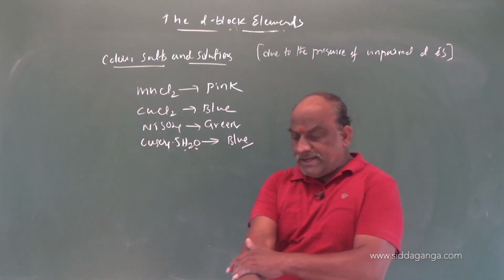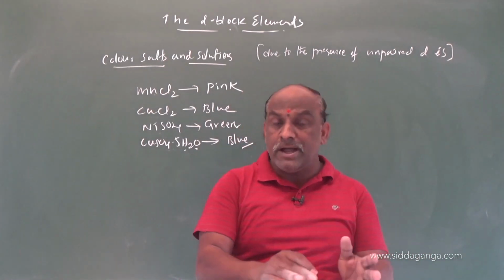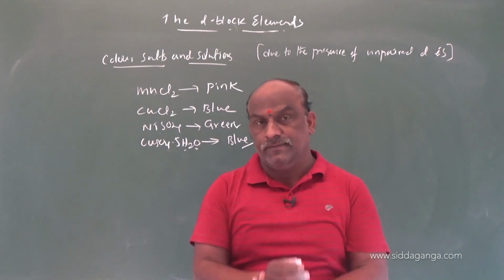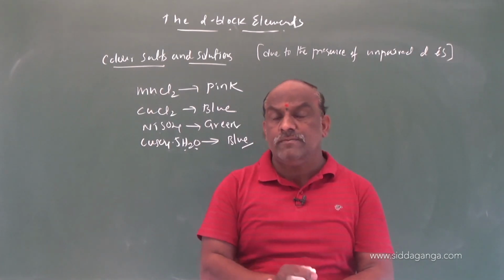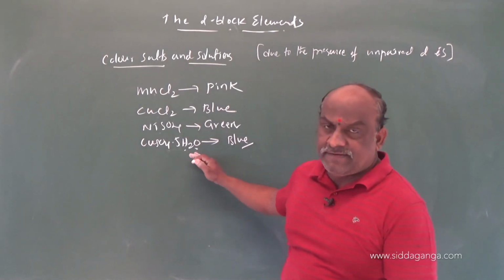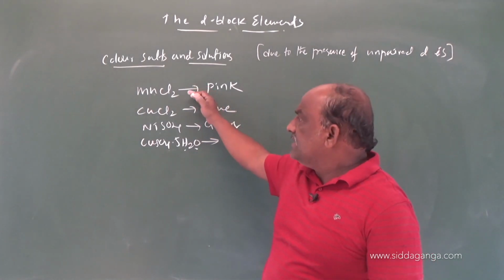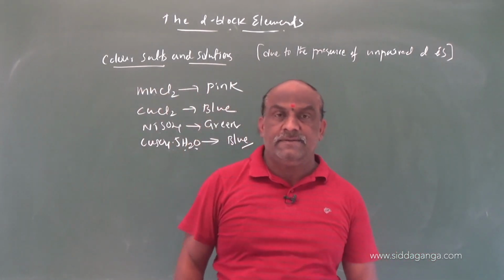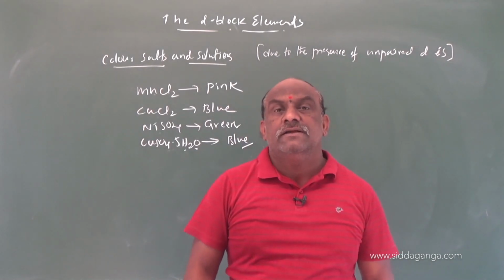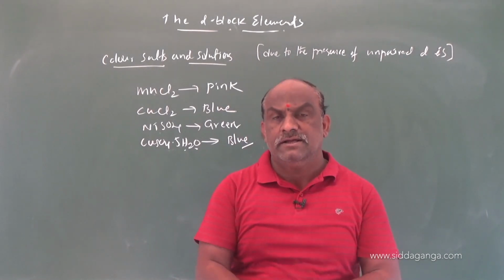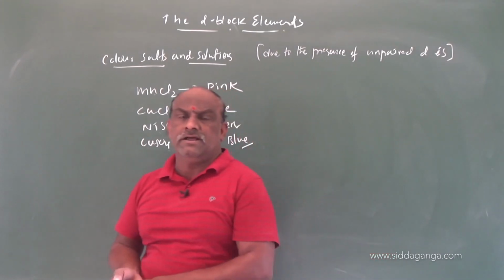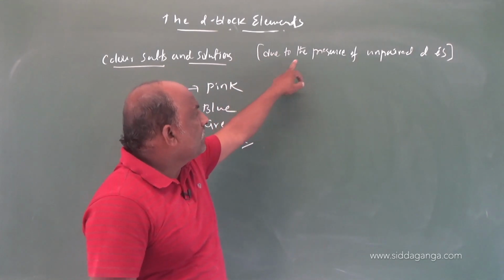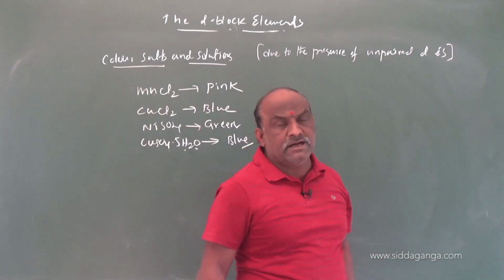When d block transition elements combine with water, they are considered hydrated salts, or transition elements are in the ionic state. In the ionic state, they exhibit characteristic color. What will be the reason for the color? Due to the presence of unpaired d electrons.